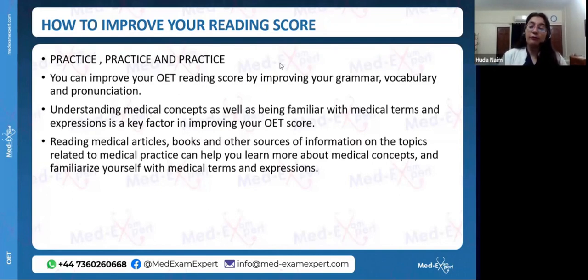So whenever you're practicing and you come across any new medical concept or any new English medical word, always look it up on Google, always look it up in the dictionary, and it will really help you in improving your score.